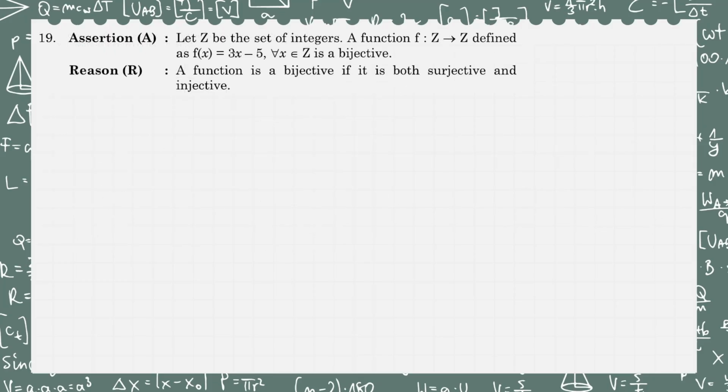Assertion A: let Z be the set of integers. A function f from Z to Z defined as f of x equal to 3x minus 5 for all x belonging to Z is bijective. So what do you mean by bijective function?